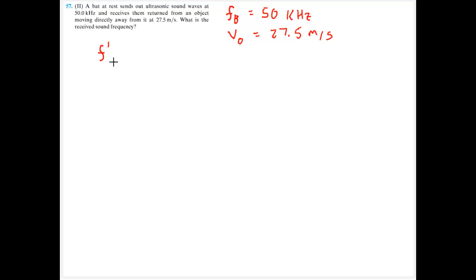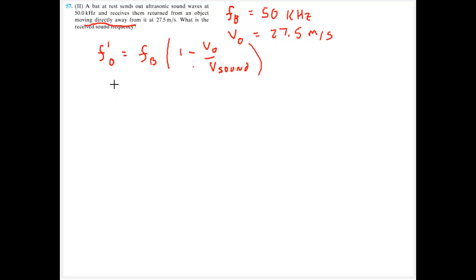So the frequency received by the object will be equal to the frequency of the bat multiplied by 1 minus the speed of the object divided by the speed of sound. Let's call it Vs from now on. The reason why it's a minus is because the object is moving directly away from the bat. That's why we're using one with a minus sign here.